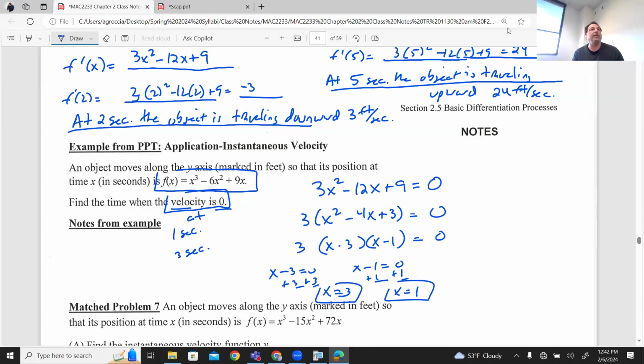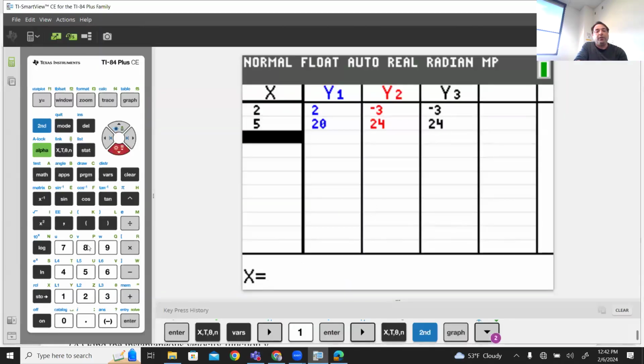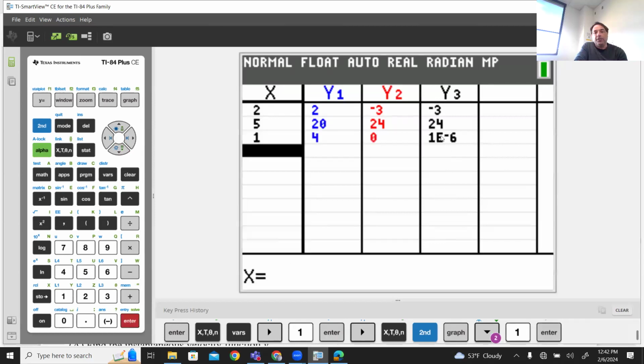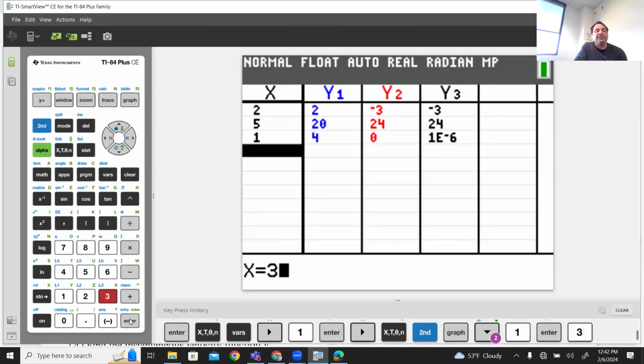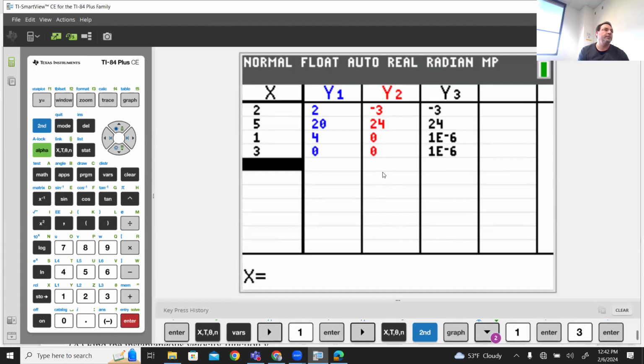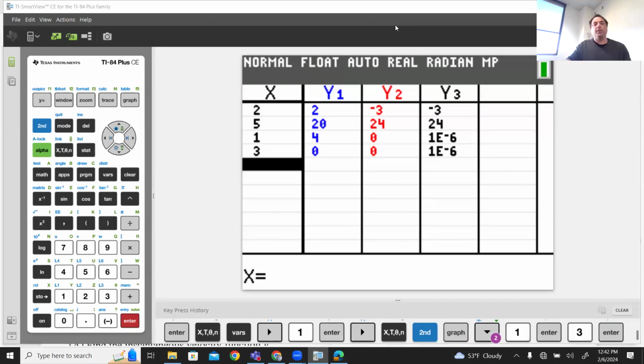Now, can I check this? How? If you plug in 1 and 3, what should be the result? 0 for the derivative, not y1, but y2 and y3. So again, you have that calculator, practice it. If I plug in 1, enter, the derivative is 0. 1 e to the negative 6 is basically 0. It's your calculator being a little weird, but it's basically 0. And you get 0, 0. Are we okay? So again, calculator can totally be used to check.